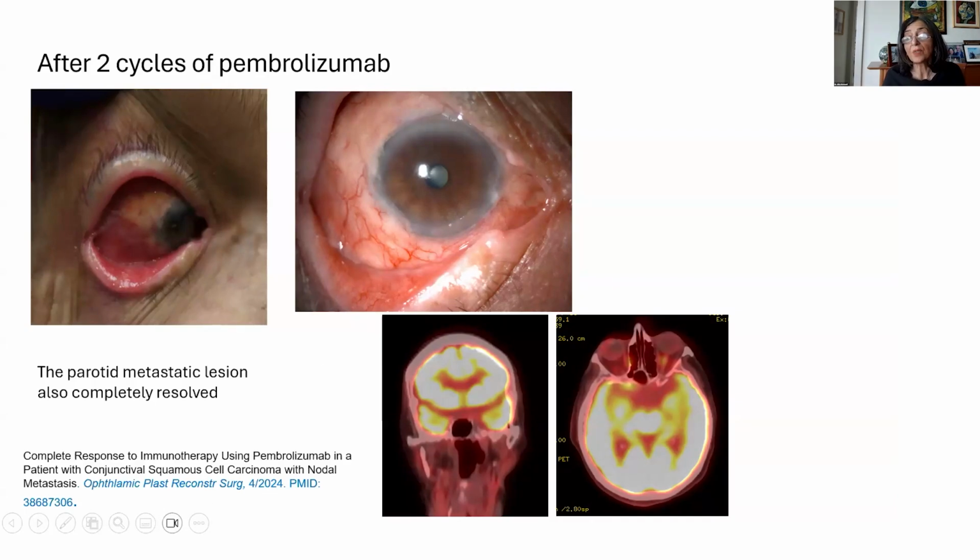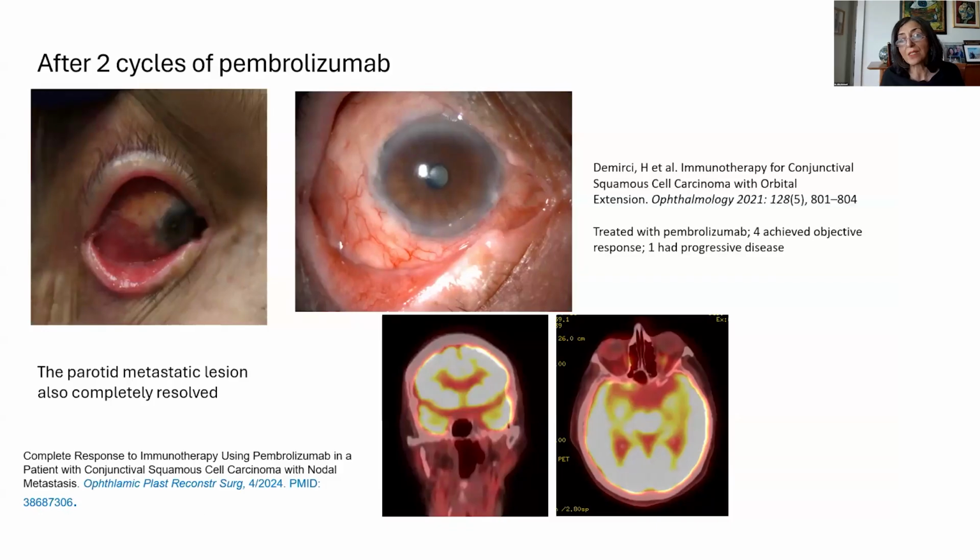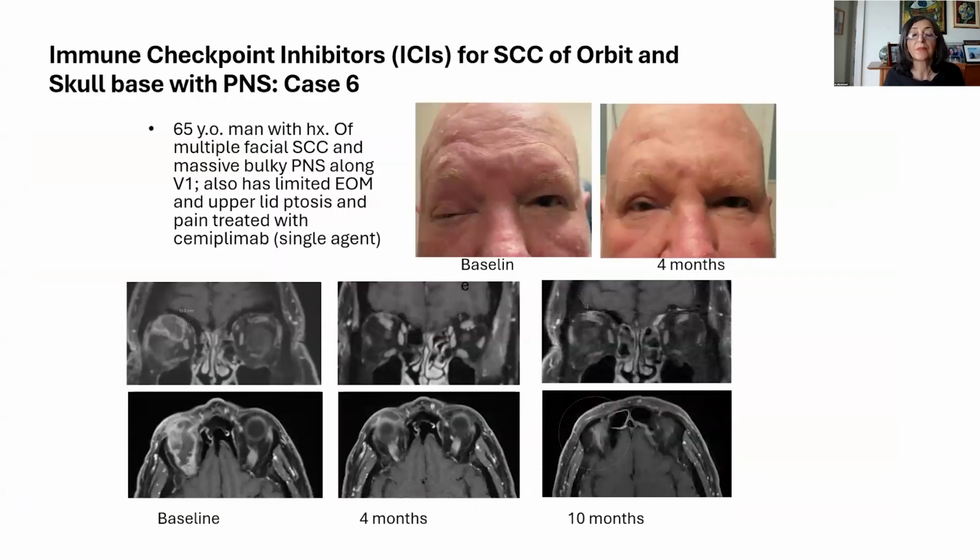But the overall response rate for conjunctival squamous cell carcinomas is not as robust as in skin squamous cell carcinomas, but still we can be optimistic that if the tumor mutation burden is high, we can expect response for patients with conjunctival squamous cell carcinoma, as was the case in this patient.